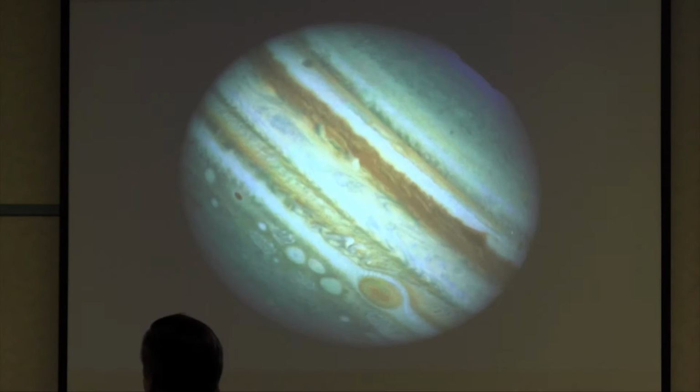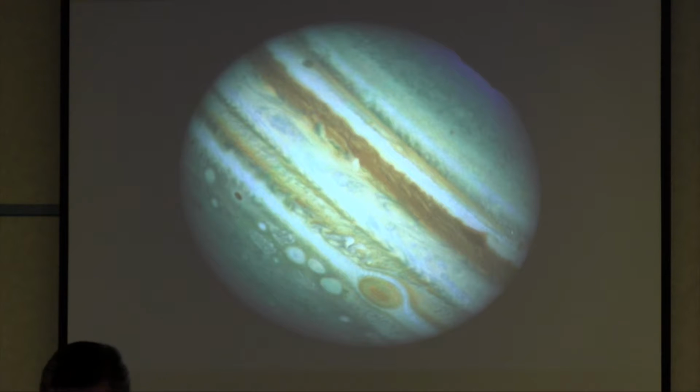All right, we can see the same thing in terms of east-west winds on the giant planets. These stripes on Jupiter. One of the things about Jupiter is although its diameter is 10 times larger than Earth, it rotates in half the time.